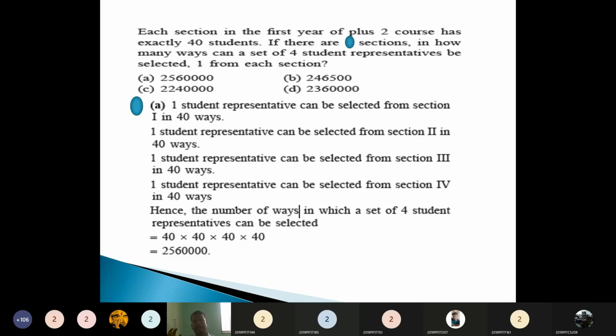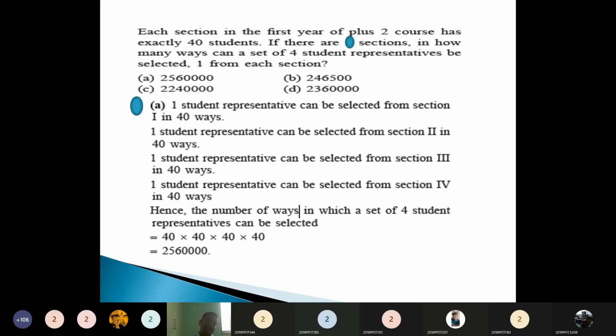You can take student 1 from section 1 as A, like that you can think. So 40 into 40 into 40 into 40, not summation, this one is multiplication. This is the number of ways you can select 4 student representatives. So that is 25,60,000 ways you can select 4 representatives from 4 sections with 40 students as class strength. Each class strength is 40. This one is a direct one. There is no trick in the question.